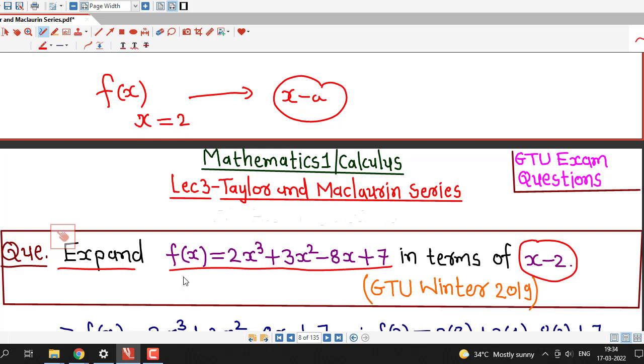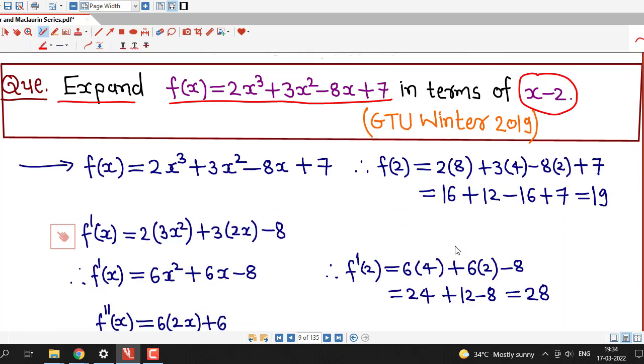So now we will first find out the value of the function at x equal to 2, and then we will find out the value of derivatives of the function at x equal to 2. So first we have written this function f(x) is 2x cube plus 3x square minus 8x plus 7, and we find out the value of this function at x equal to 2. So we put x equal to 2 here.